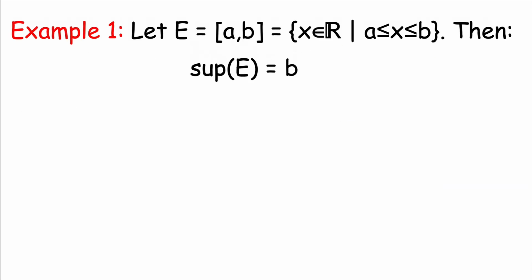Now let's consider some examples. For example 1, we let E be the closed interval from A to B. In other words, E is the set of all x in R, the real numbers, such that A is less than or equal to x is less than or equal to b. We include both A and B in the interval. Then the supremum of E is equal to b.